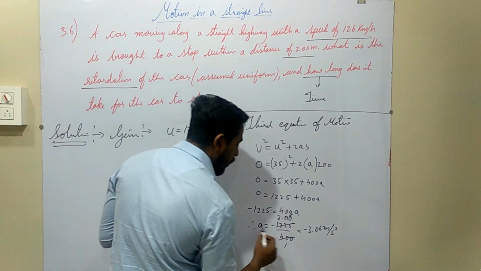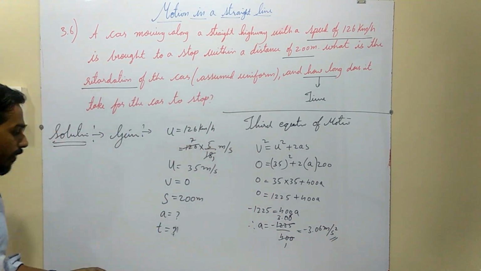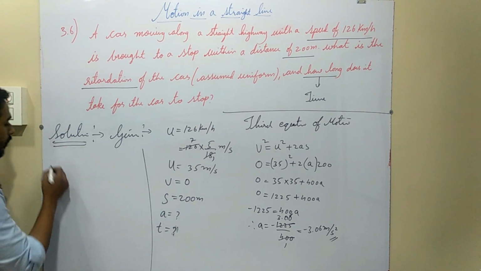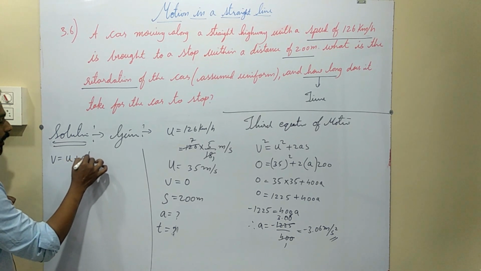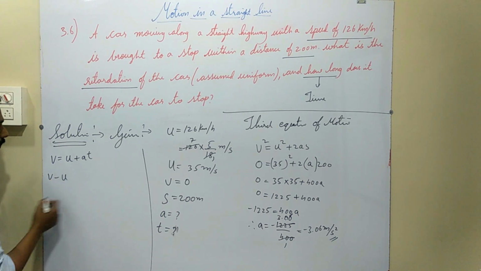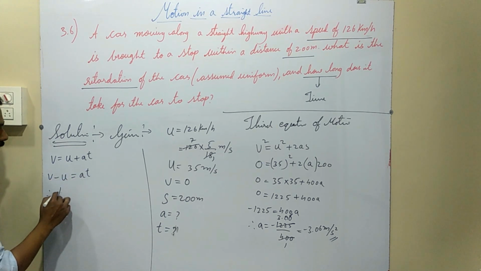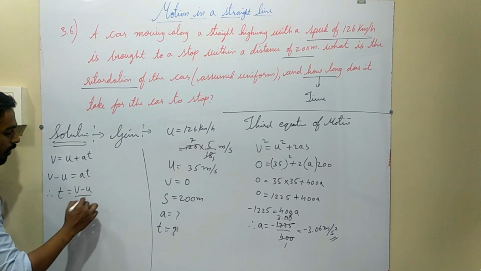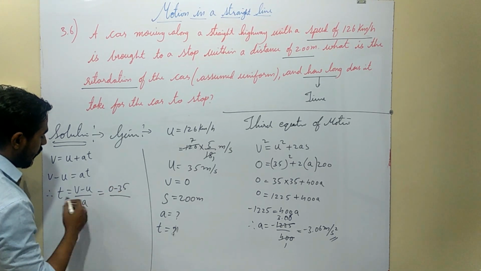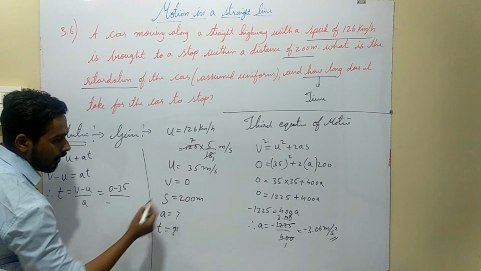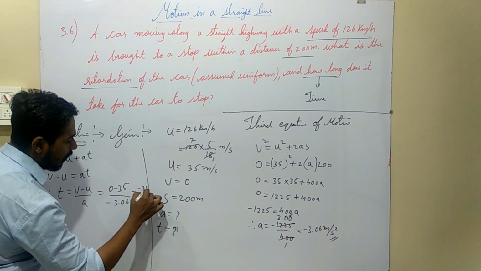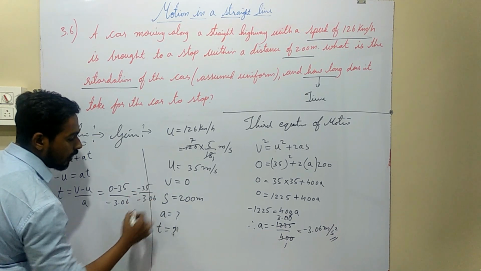Okay, this is the retardation or a value, but still we have to calculate time t. To calculate this time t, we use the formula v is equal to u plus at. From this, when we bring u to this side, this will be v minus u is equal to at. Therefore t is equal to v minus u divided by a. V value is 0 minus 35 divided by acceleration, which we have just calculated, that is minus 3.06. When we simplify, this will be minus 35 divided by minus 3.06.